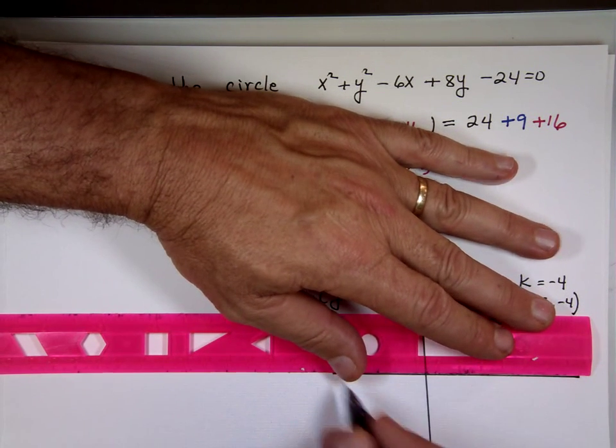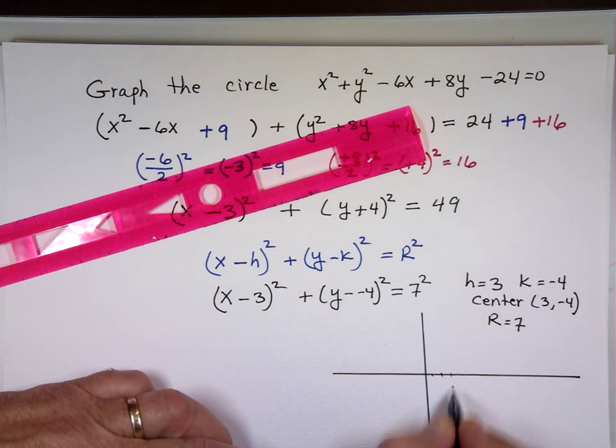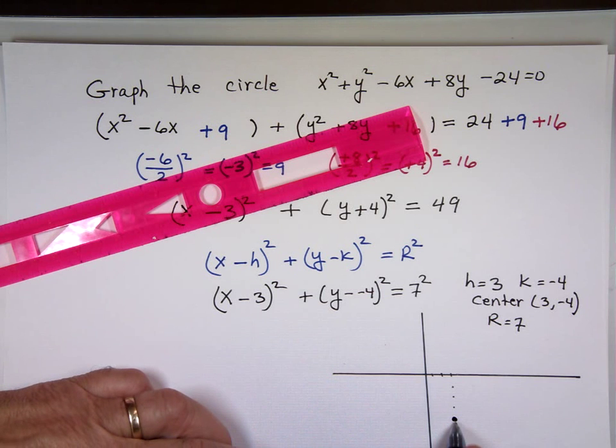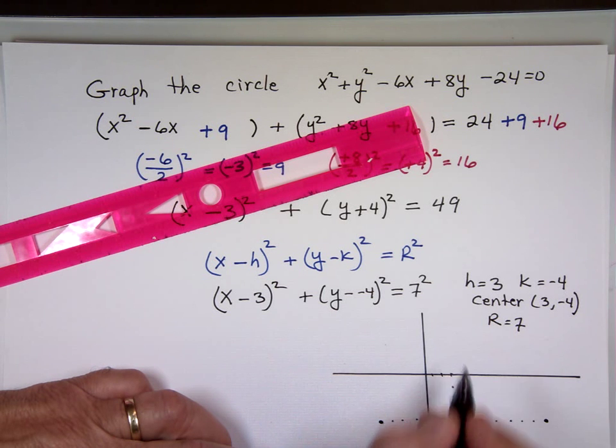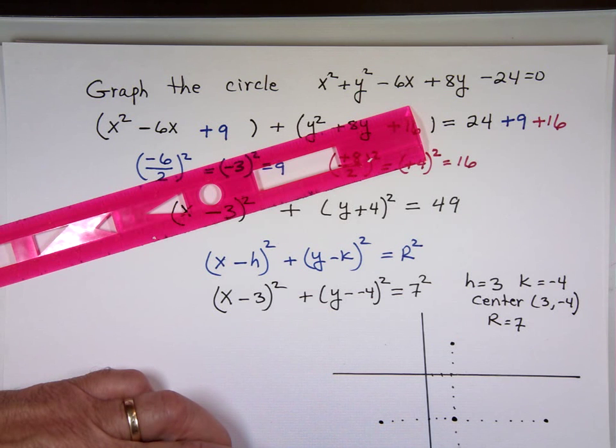Three and negative 4. 1, 2, 3. 1, 2, 3, 4. That's my center. Go 7 each direction. 1, 2, 3, 4, 5, 6, 7. 7 in this direction. 7 up. And 7 down.